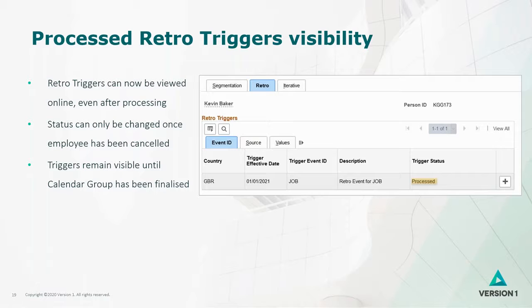Also worth noting, the triggers will remain visible until you have finalized the calendar group. Once you finalize the calendar group, the trigger is no longer available to view, but it is still in the database. So as you would have now, if for any reason after finalizing you needed to check something, you can still have your technical resources go into the database and pull out the relevant data.